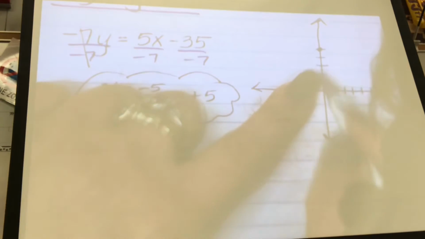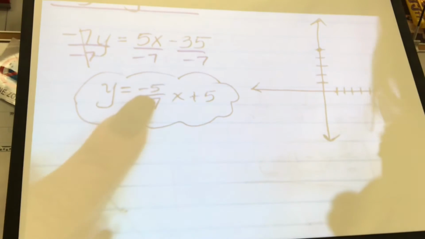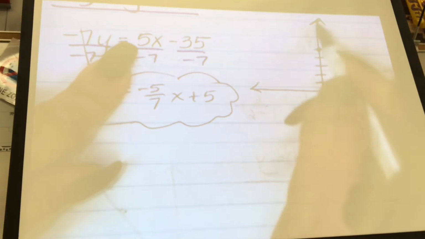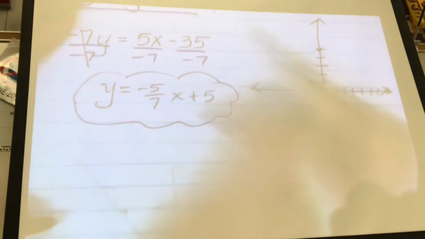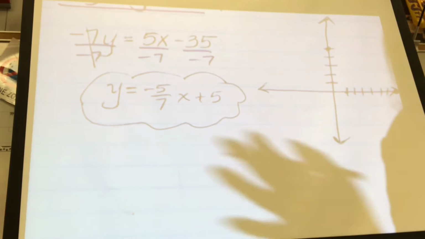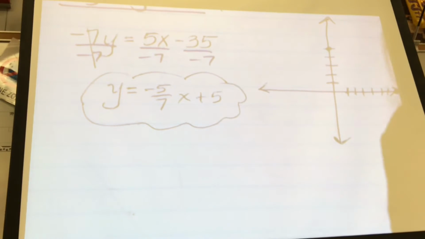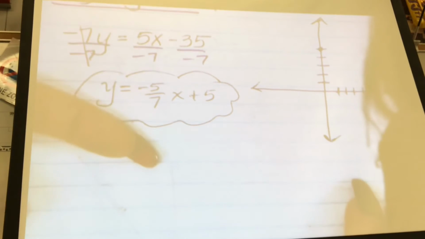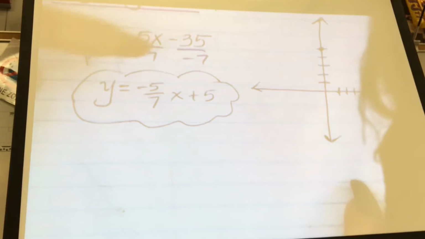If you go down 5 over 7, which is this, look, this is the same line as going up 5 over 7. That's still the same line. Do you guys see that? All right, so don't get freaked out about, oh my gosh, you moved the negative. Why? Because it's the same number. Negative 5 over 7 is the same thing as 5 over negative 7.